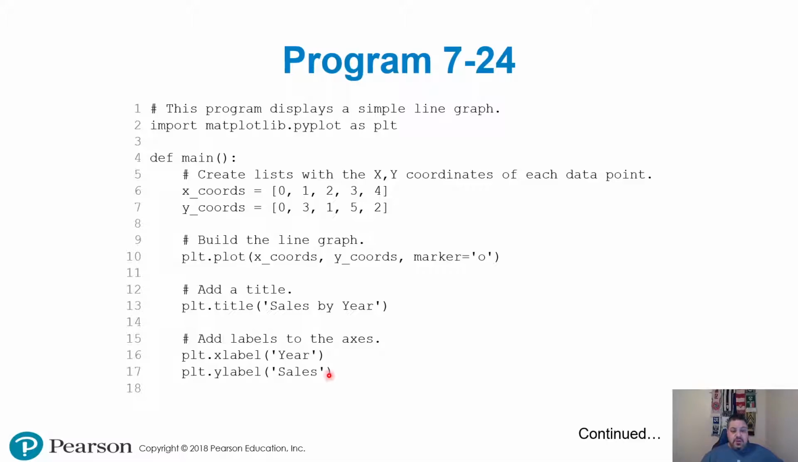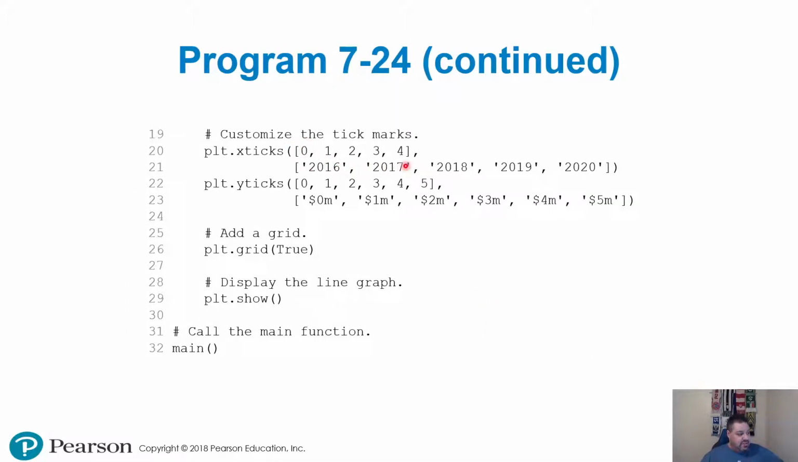Labels on the axis: year and sales in terms of millions in this case, because we have the years across the x-axis, and then we have 0 million, 1 million, 2 million, 3 million, whatever. And you see these are literal strings here, okay? For the y-axis, that would be going up and down. Add a grid, so you can actually make the little grid marks inside there. Display the line graph, plot.show, and then call your main function.